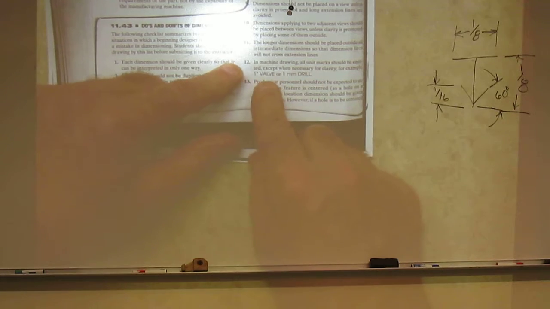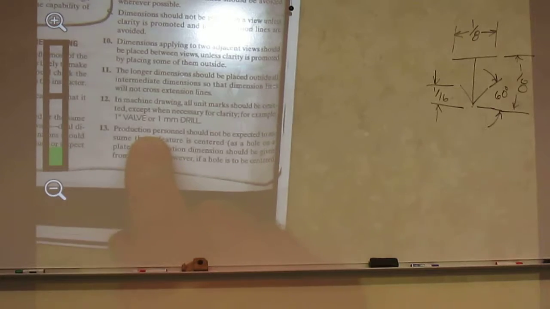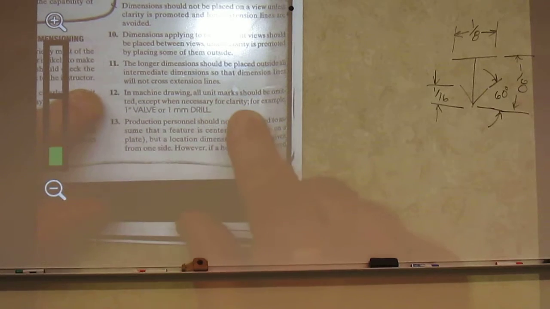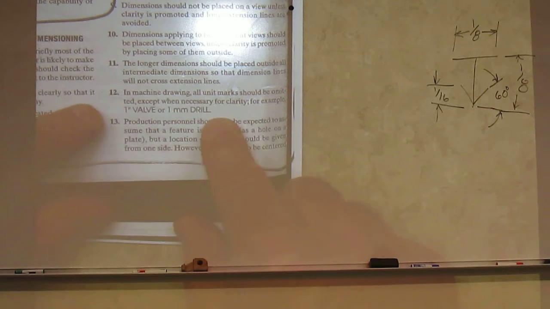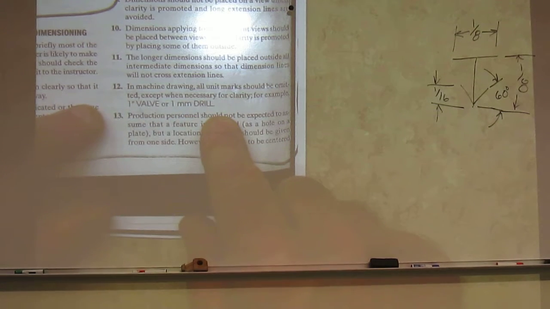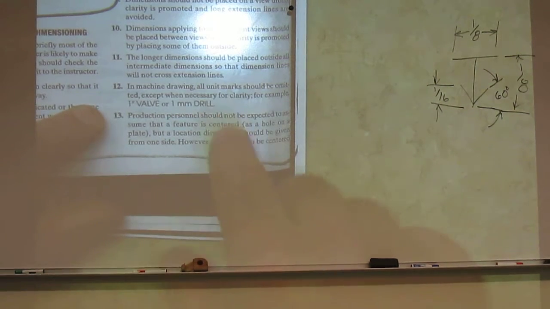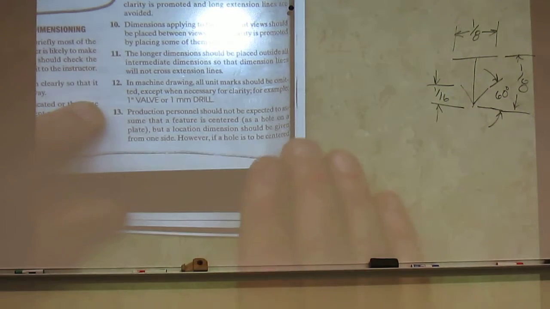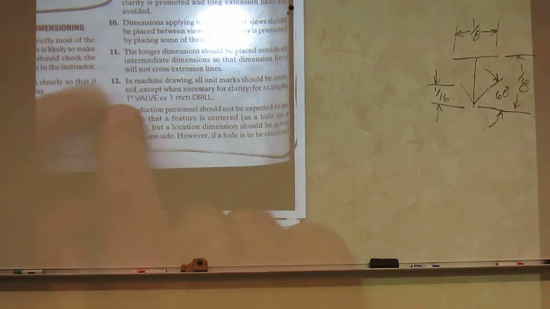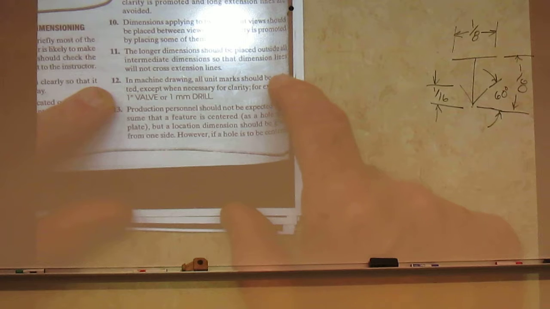Now, this is a correct statement. Let me zoom into it. Number 12: in machine drawing, all unit marks should be omitted, except when necessary for clarity. For example, 1 millimeter drill. But no, I'm not putting millimeter and I'm not putting drill on the drawing. That stuff is no longer done. But the other part is correct. We do not put units of measure on a drawing.